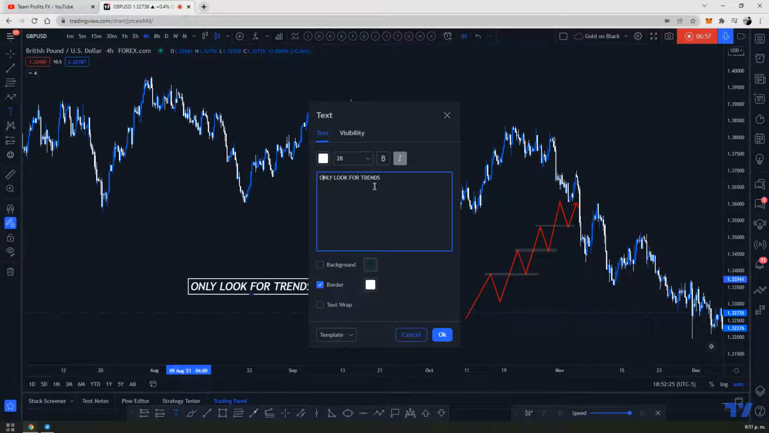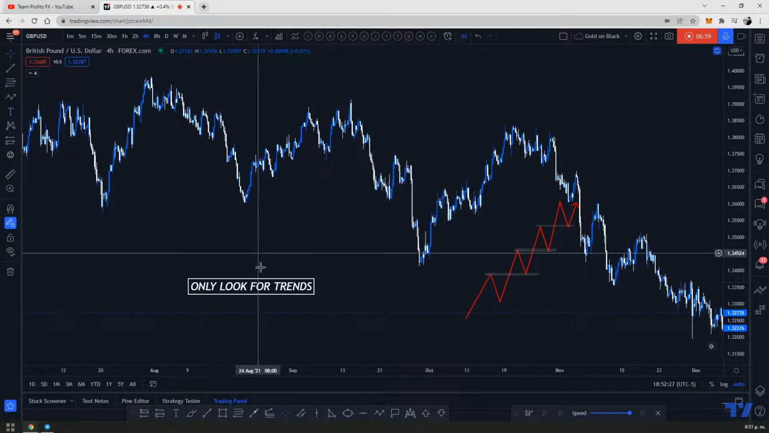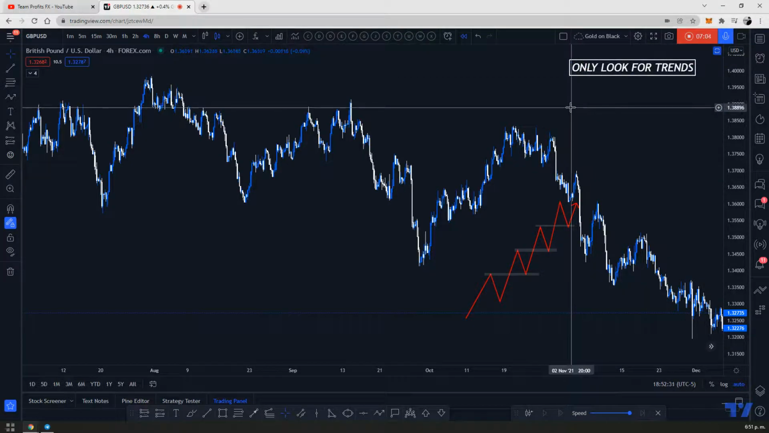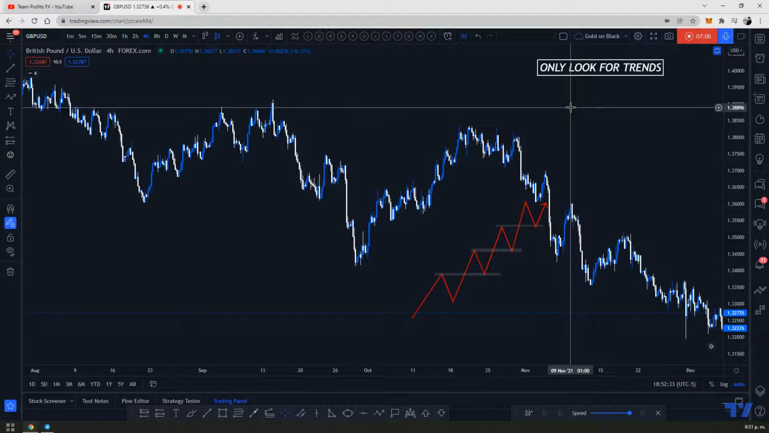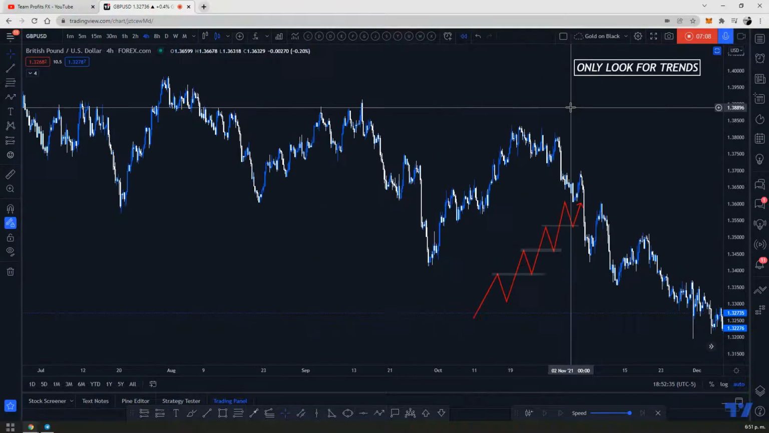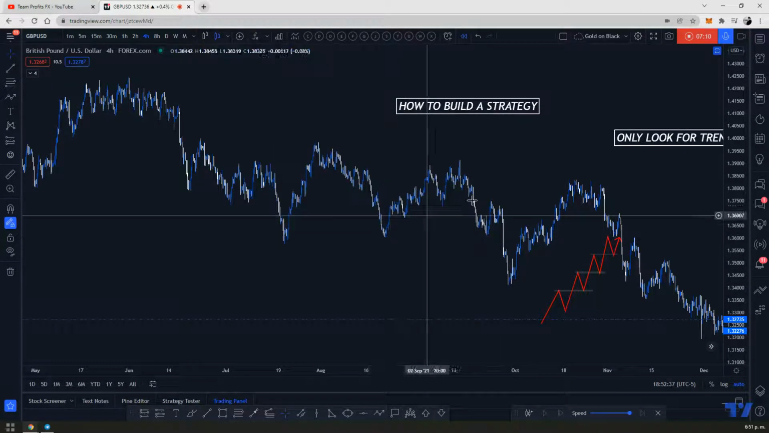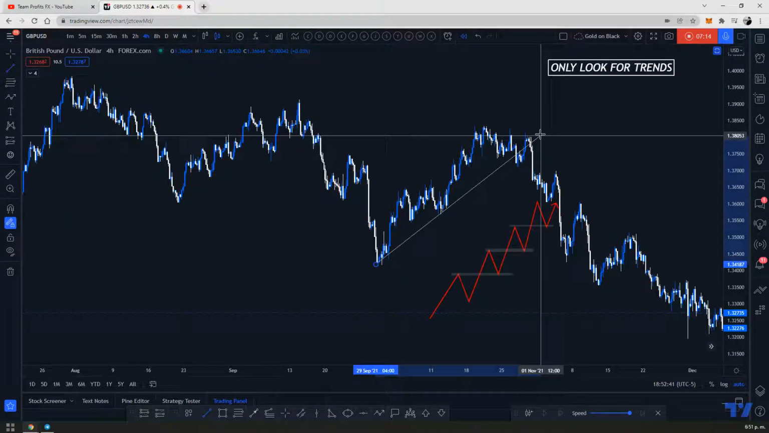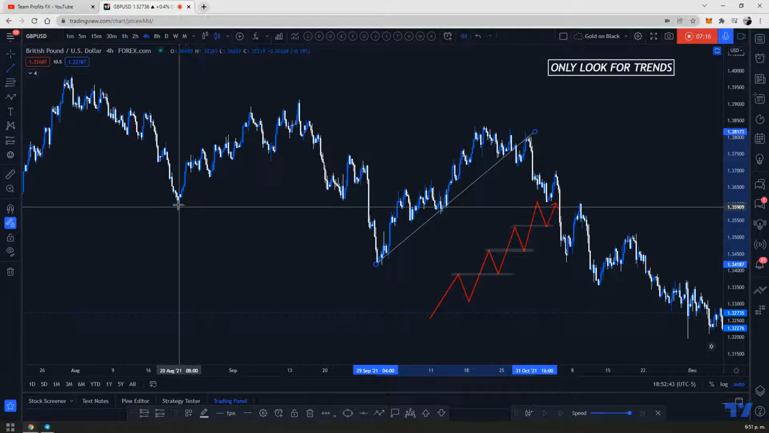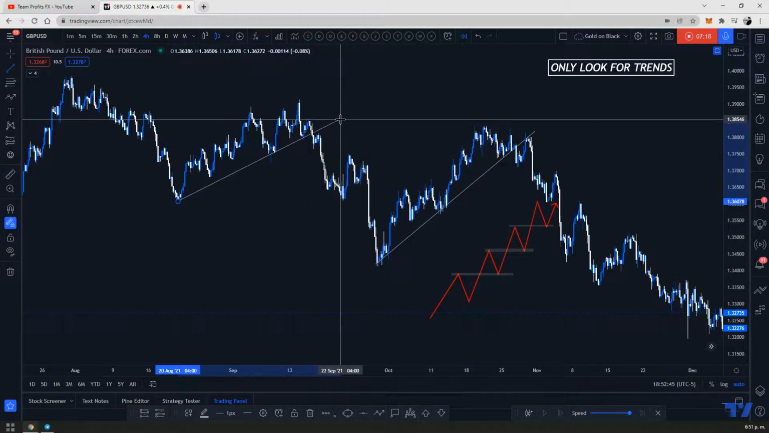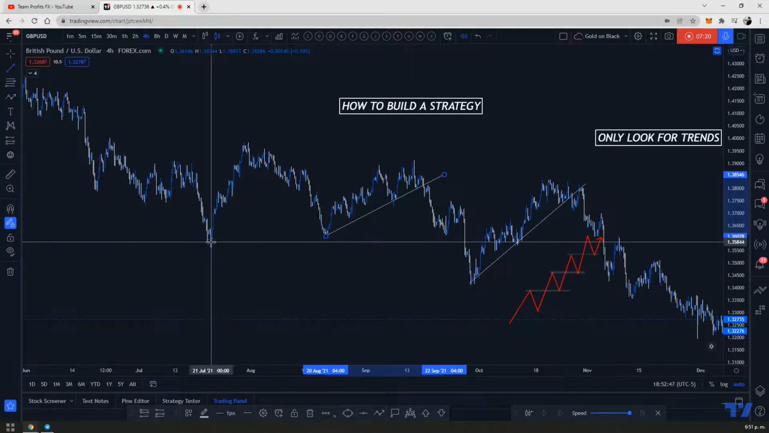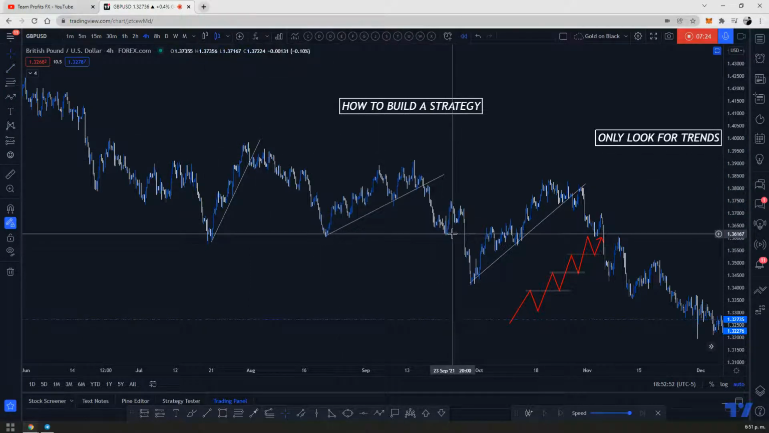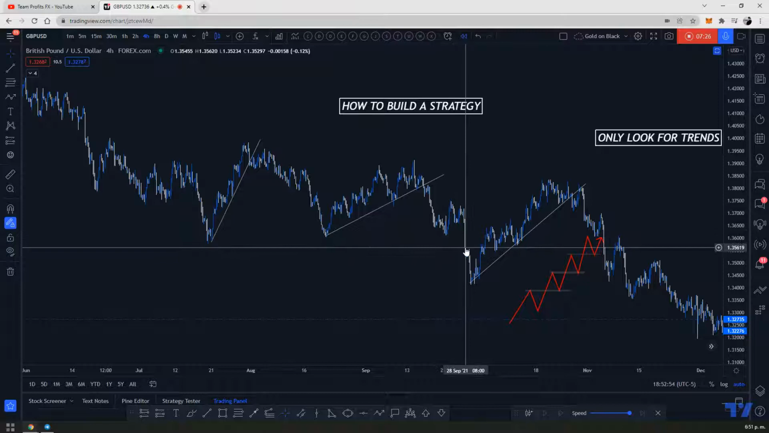All right. So only look for trends. Okay. That would be your first rule right there. Only look for trends. So spotting a trend also is not that easy. Right now, you might say, oh, okay, so right here is easy. Eduardo was actually able to spot this trend. He was able to spot this trend right here. Right, because they are already there. But actually finding them is the hard work.